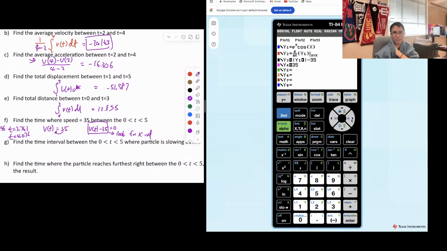It's like what Ember is saying: how do you know that's the right graph? First of all, my window is 0 to 6. I didn't put the absolute value. Yeah, you need to put an absolute value. I don't get that. Because it's speed. It's not velocity equal to 35, it's speed equal to 35. Speed equals the absolute value of velocity.